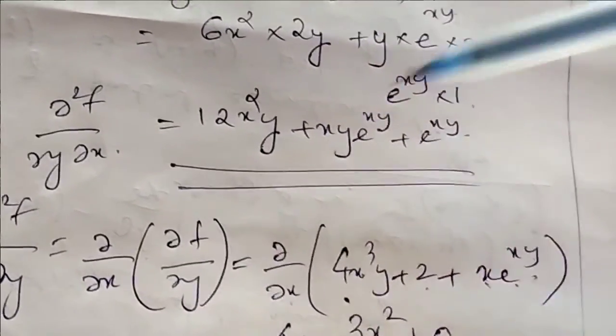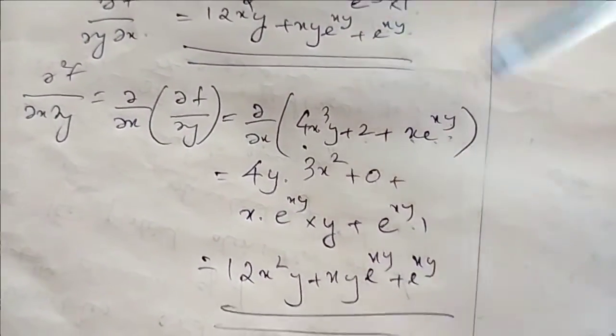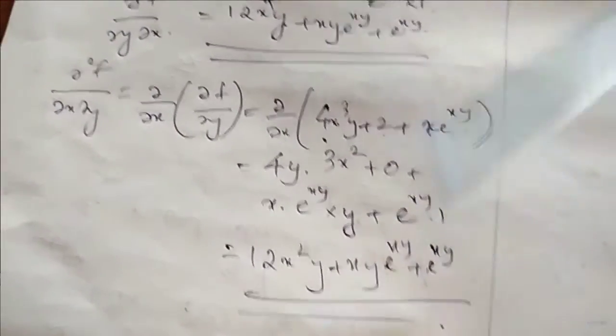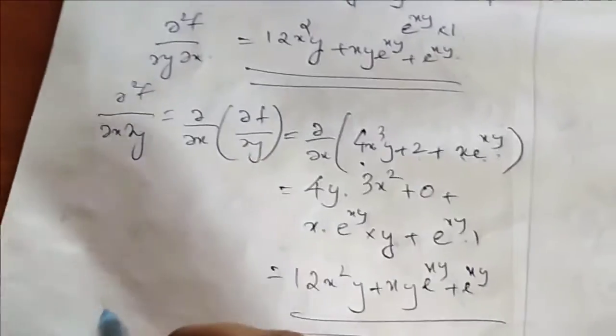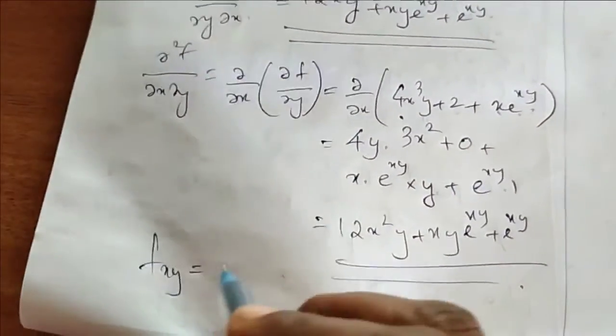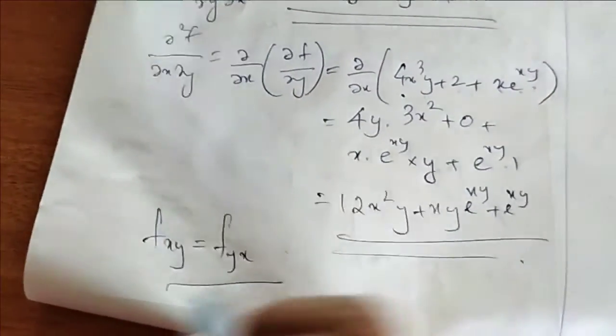Is it the same as ∂²f/∂y∂x? 12x²y plus xy e raised to xy plus e raised to xy. So both are the same. So we can see that f_xy is equal to f_yx.